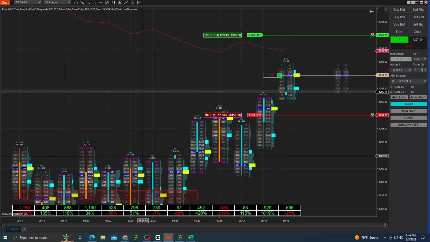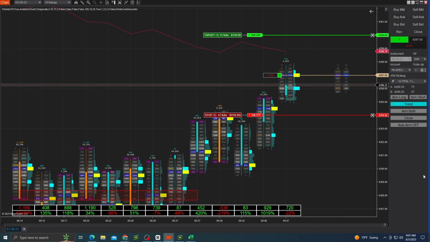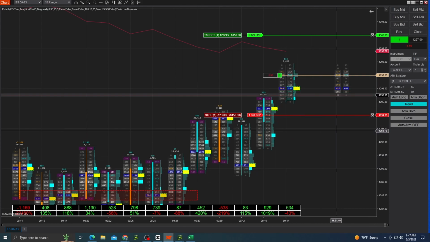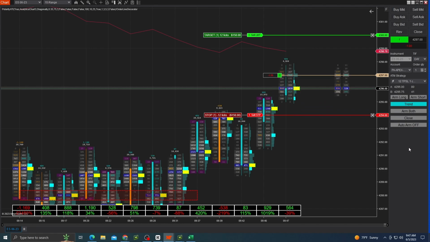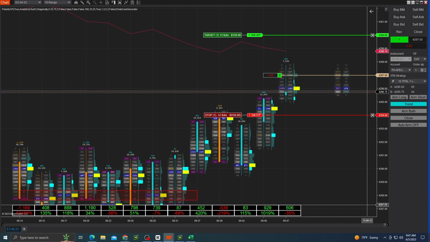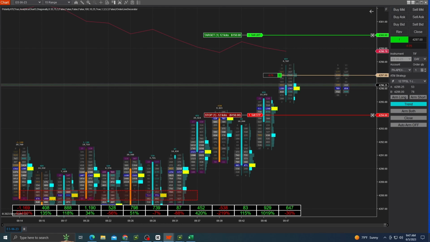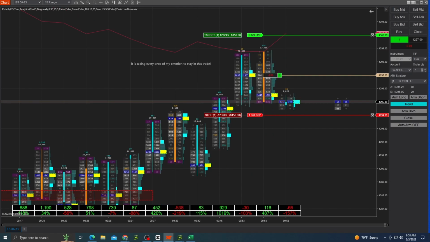It filled me immediately, but seeing the price go up and then quickly shoot down kind of scared me a little bit, not gonna lie. This trade took 10 minutes, and I ended up losing it. It took every ounce of my emotion to stay in this trade, because I just wanted to be done. But eventually it took me out, and I was negative 150 minus commissions, which is fine.